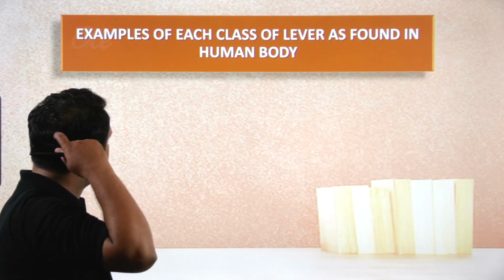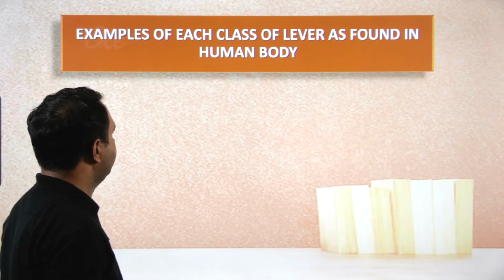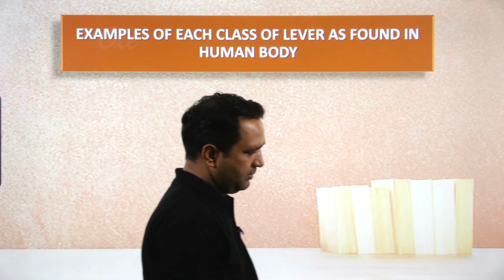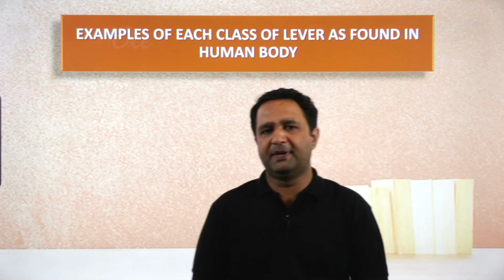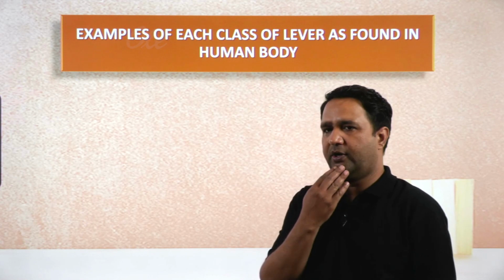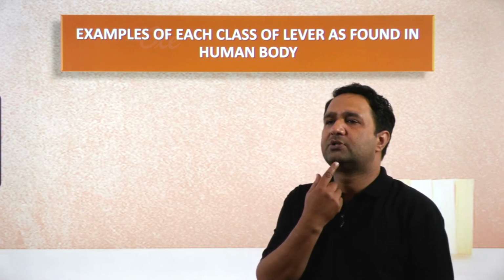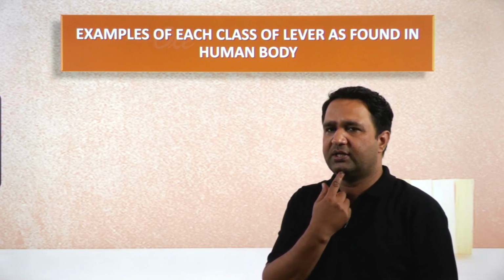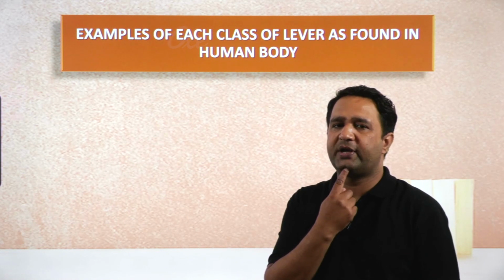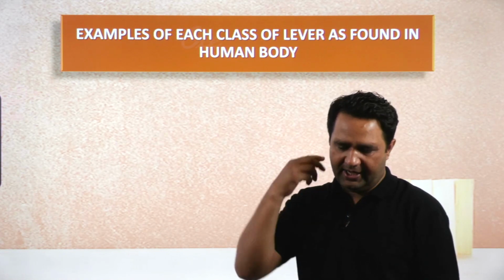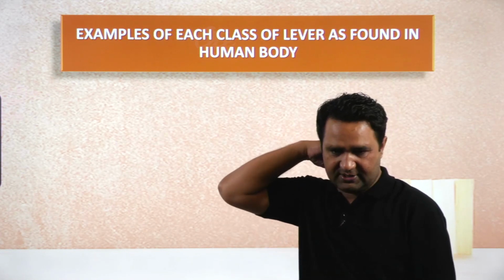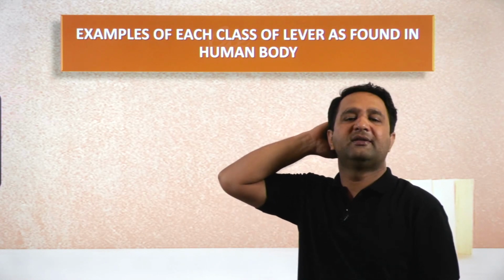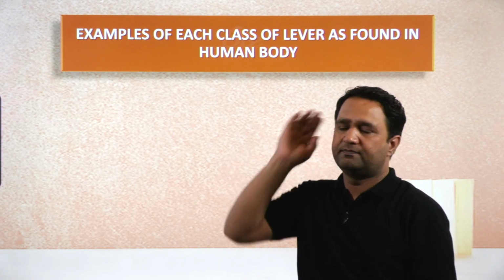Now there are some examples of each class of lever found in our body. So the first example is our head. When we nod our head, right? This is the point where the load exists. And this is the point where it is fixed. And I am applying the force from the back side.